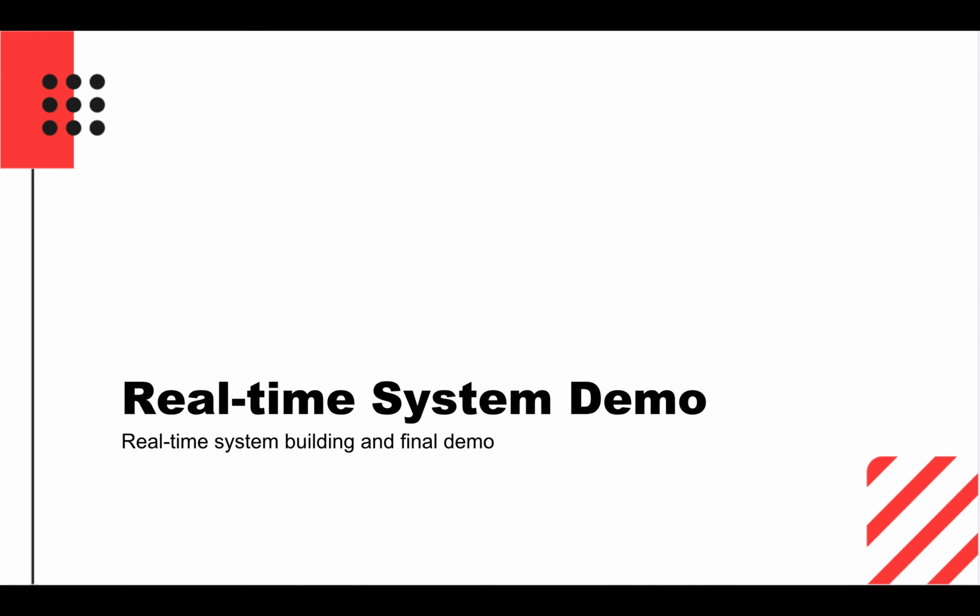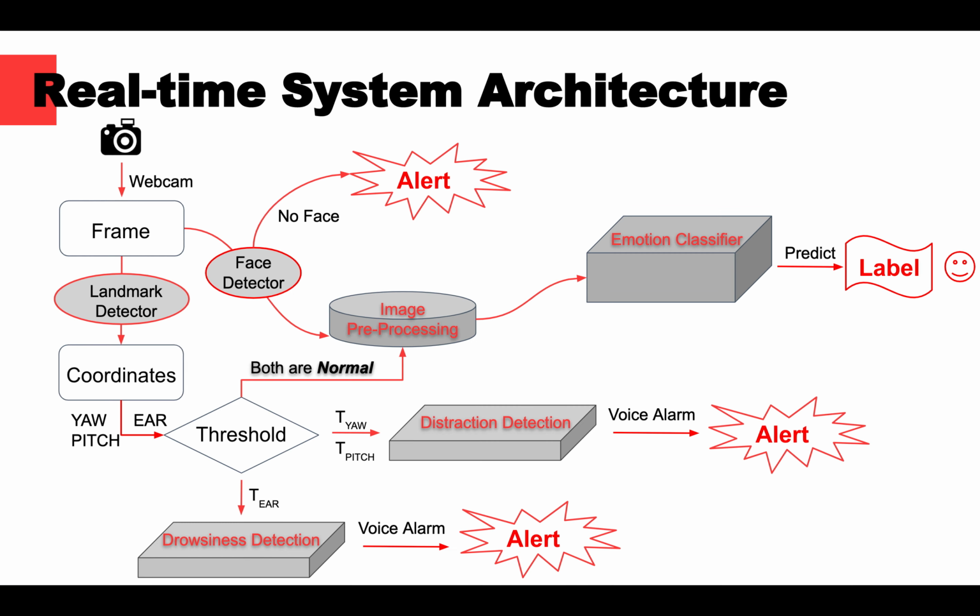Next is the real-time system demo. This is our system architecture. Considering sometimes the camera is not set in a suitable place with the right angle, the camera cannot capture the face parts. If the face is not detected, we also set the voice alarm saying "Please align the camera". Then the landmark and face detectors will get the corresponding coordinates, and if the according thresholds are crossed for a certain period, there will be a voice alarm.